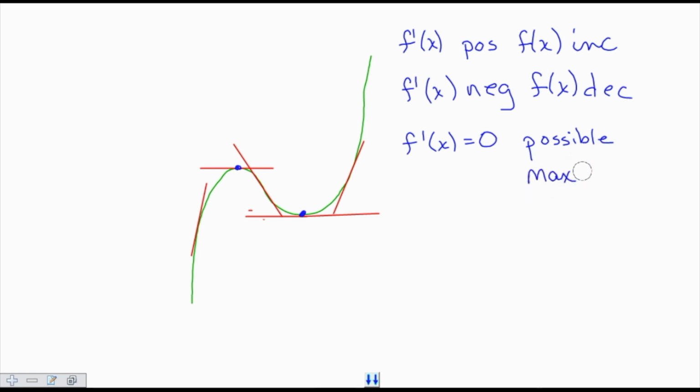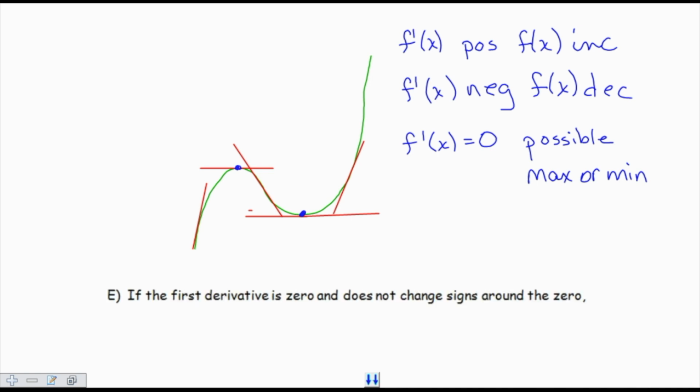And the reason I say possible is because there's one more situation that we're going to look at in a minute, and some things have to happen. Notice that when you have this maximum, you're going from positive to negative, and then you go from negative to positive. So when these signs change around the zero, we have these max or min happening. Okay? All right, so I think we're ready to fill in our notes now.